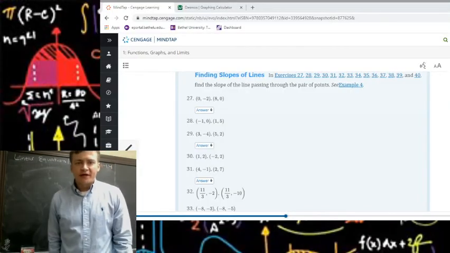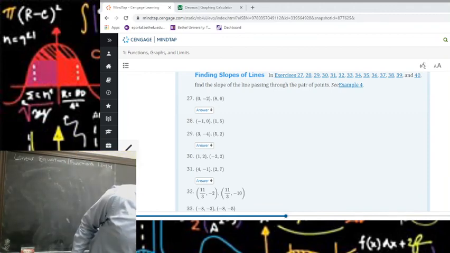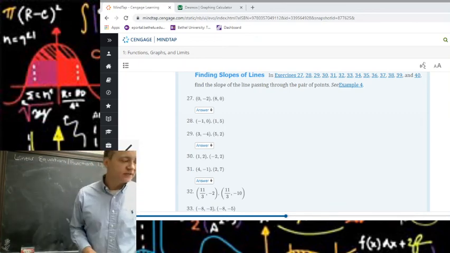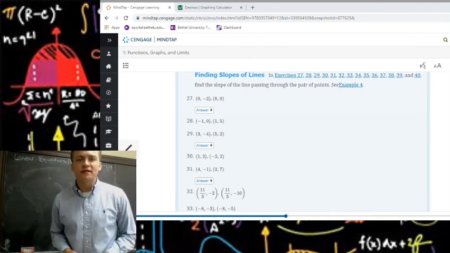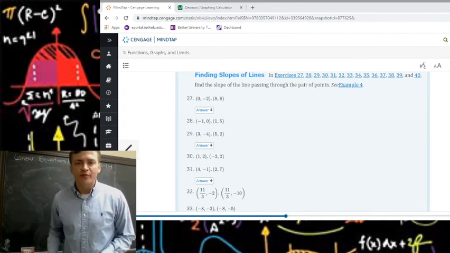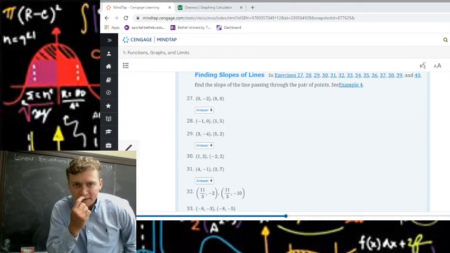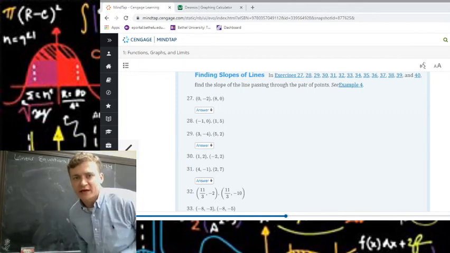So in this video here, we're going to take a look at number 27. If I take a look in the book, give me one moment, please. This is actually on page 31, 1.3 exercises. And we're being told to find the slope of a line. It says here, find the slope of the line passing through the pair of points. We're actually going to take a look there at number, let's say number 29. Let's take a look at number 29. It says we have the ordered pair (3, -4).